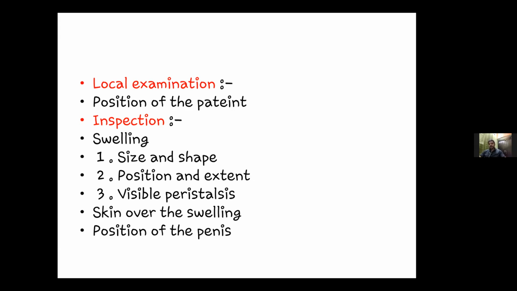Next, it is the skin over the swelling. The skin over the swelling also gives the current status of the bowel. In case of uncomplicated hernia, the skin over the swelling is usually normal. But in case of complicated hernia, the skin over the swelling can be reddened or erythematous. The position of the penis is usually only important in case of inguinal hernia. It gives a rough idea about the volume of the hernia sac it contains. If it is too big, usually the penis is pushed to the opposite side.